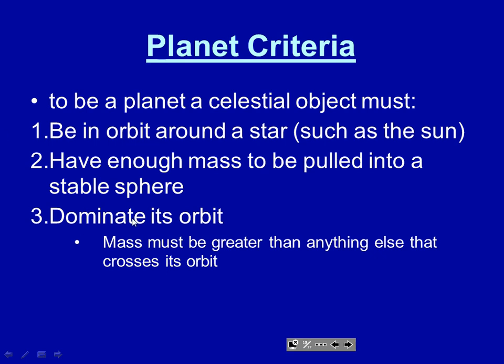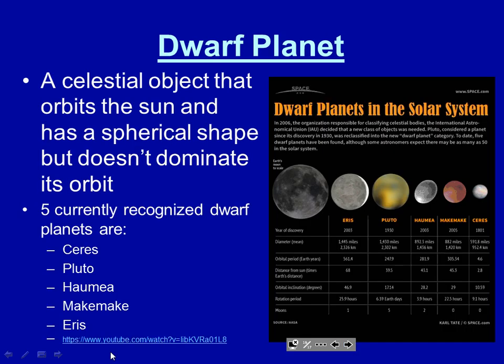I'm not sure about what they mean by this. Dominate its orbit. This is the important one. Mass must be greater than anything else that crosses it in the orbit. Now, I'm going to have you write this part down. Must dominate its orbit. What does that mean? You can look it up, but I think we know what it means to dominate, right? Like, when you guys crush another hockey team, you've dominated, right? And so to dominate an orbit, I'm not sure what that means. I have an idea.